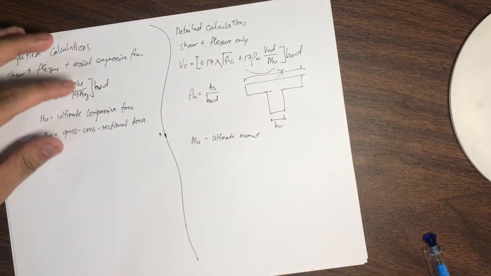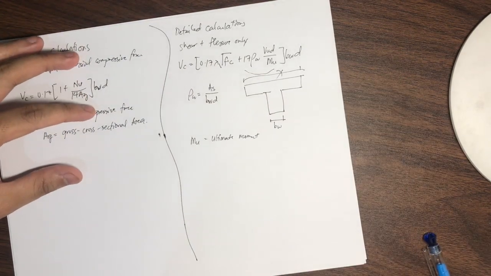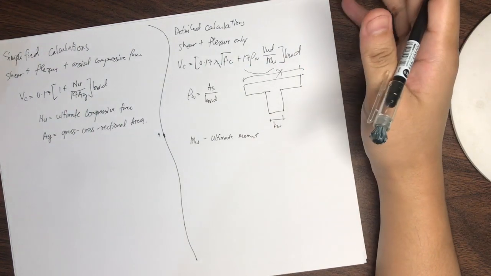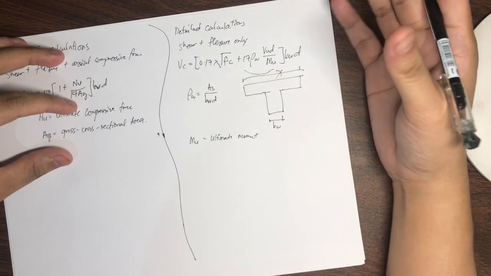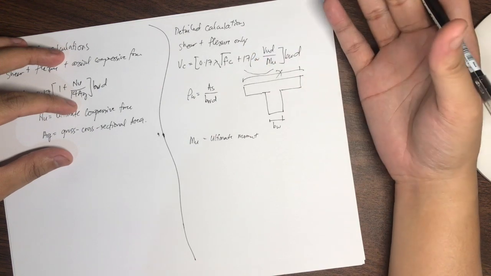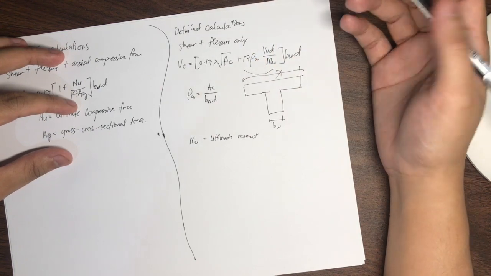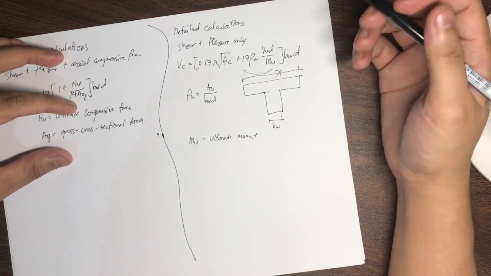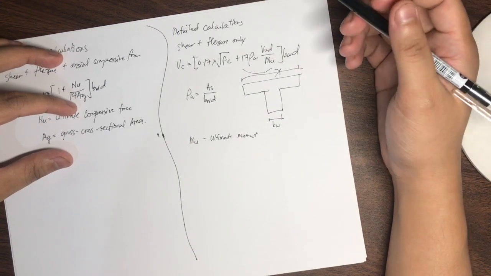Now, why do you think in detailed calculations, they also consider the moment? Like what we have said earlier in our discussion, your concrete beam or your concrete structural member is subjected to both forces, shear and moment. So, it's better to consider both forces acting on the structure.